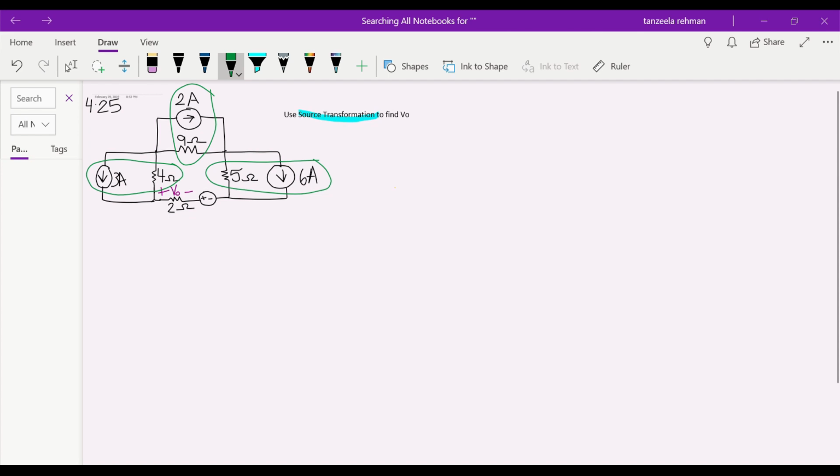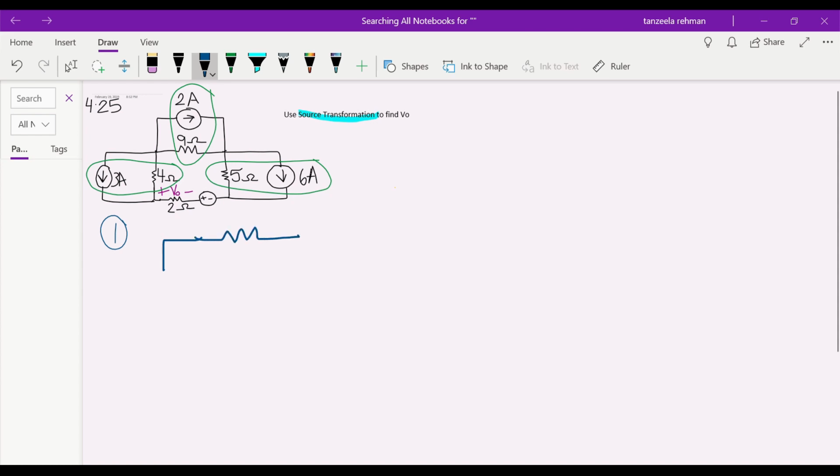For this question, the approach that is best to take is to source transform the current sources first and not the voltage source we see in series with that 2 ohm resistance. The reason is, since we're asked to find a voltage, the easiest way to do that is to use a law such as KVL.